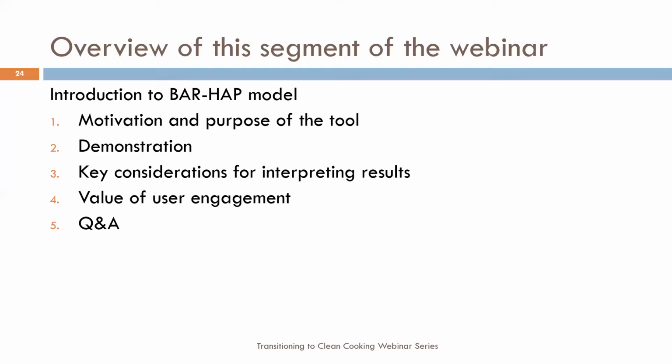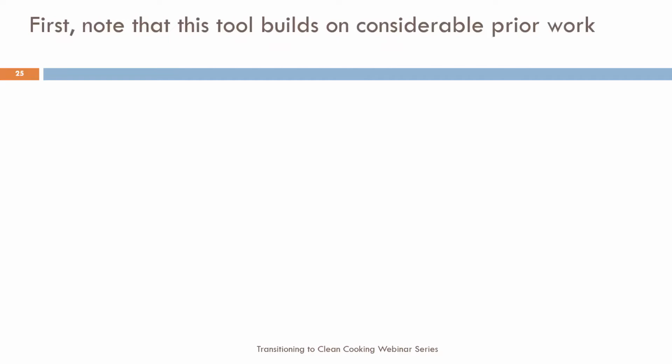I'll be introducing the tool, and then after the demonstration, come back with some additional pointers about things to keep in mind as you use BarHap. Next slide. So first, I'd like to emphasize that this tool rests on a foundation of work that is roughly a decade in the making, beginning with a cost-benefit framework that I and Subhrendu Pattanayak, a colleague at Duke, first developed, which allowed considering household stove and fuel transitions.